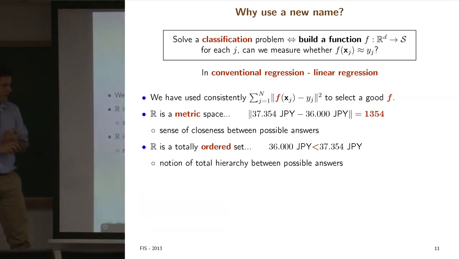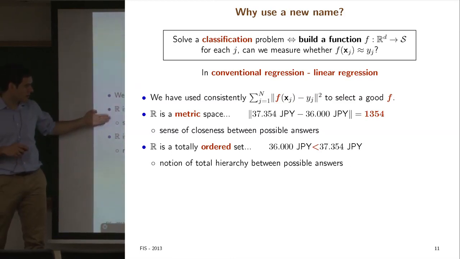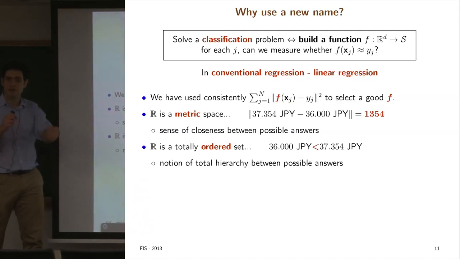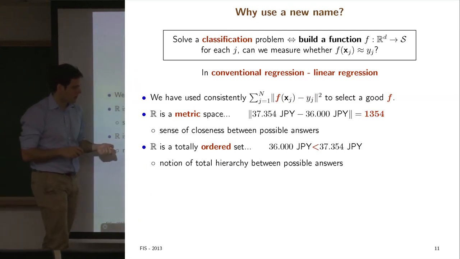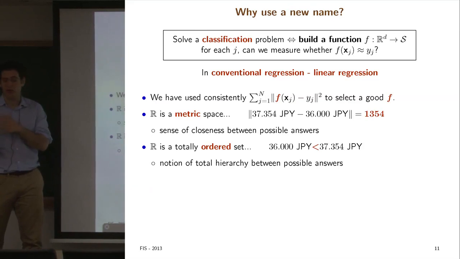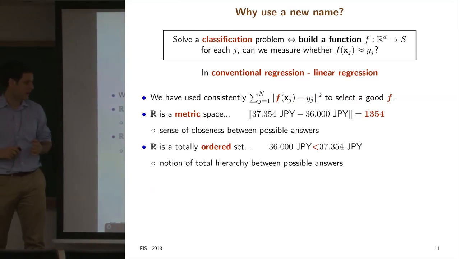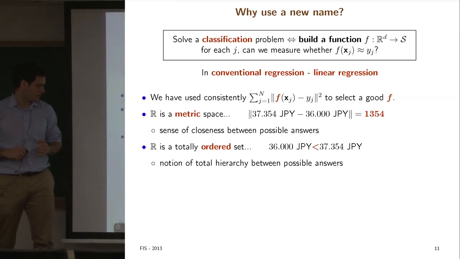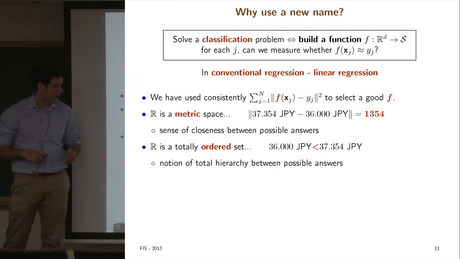And this is given to us because R is a metric space. There's a closeness between possible answers. You can say this is close to this, whereas this is far from this. And it's also an ordered set, so it's very easy to give this order and see whether we are on the left or on the right of that answer, etc. So there is some kind of hierarchy.